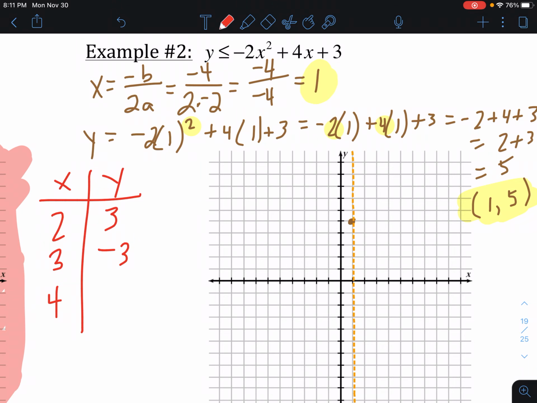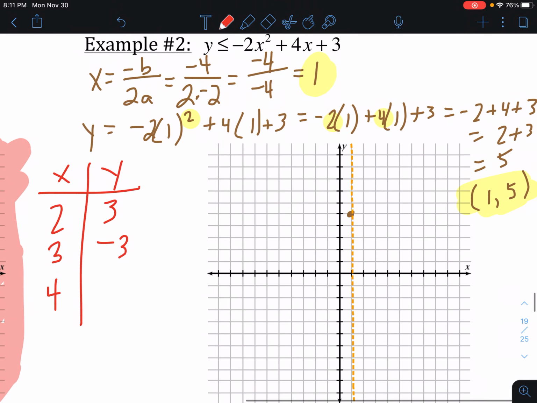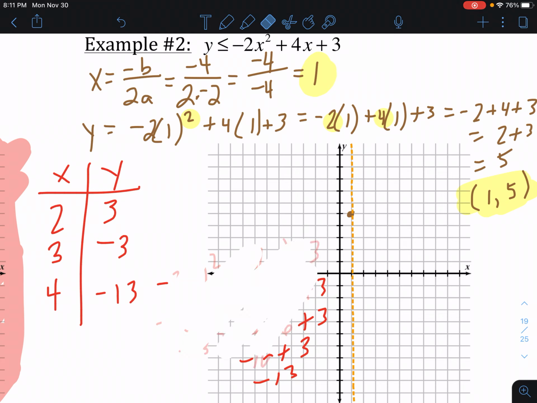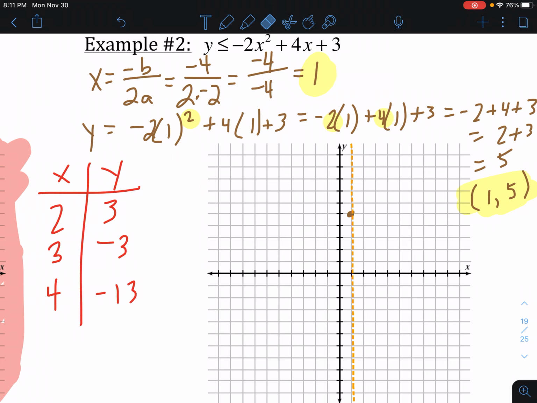And then finally the 4 goes in for the x's. So exponent, 4 squared, 16. Multiply, multiply, and then add those together. Add up to negative 16 plus 3 is negative 13. And then get rid of this. So we have our table of values. We can go ahead and graph those points.